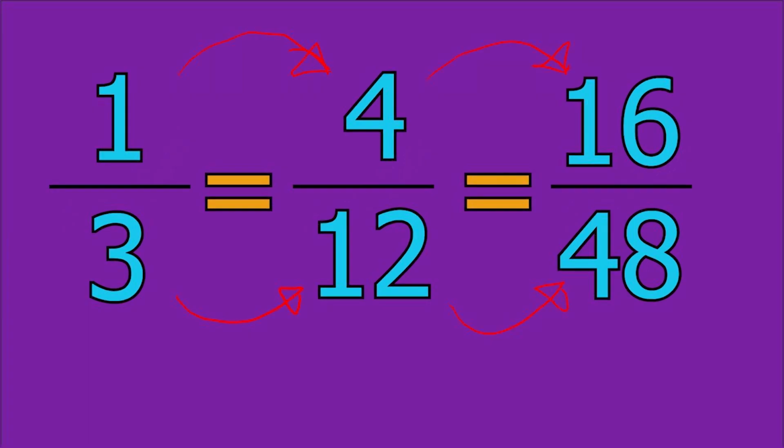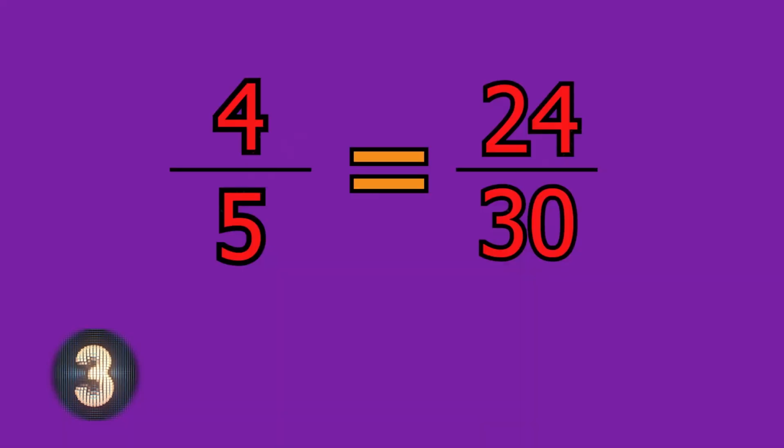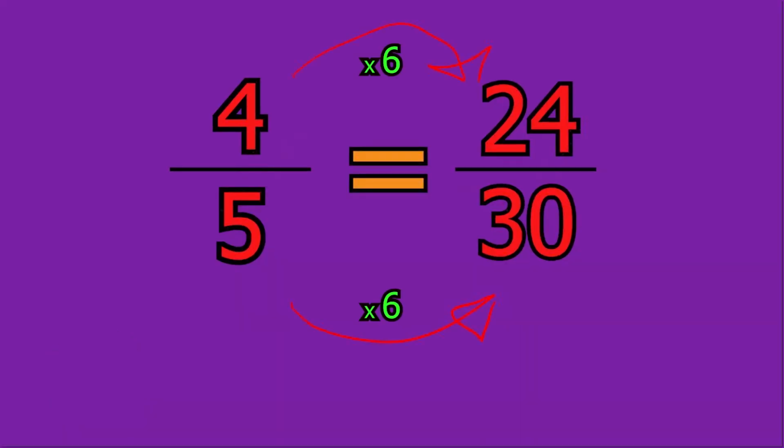The pattern is both the numerators and the denominators were being multiplied by 4. All right, let's do one more. What is the pattern for these equivalent fractions? The pattern is both the numerators and the denominators are being multiplied by 6.